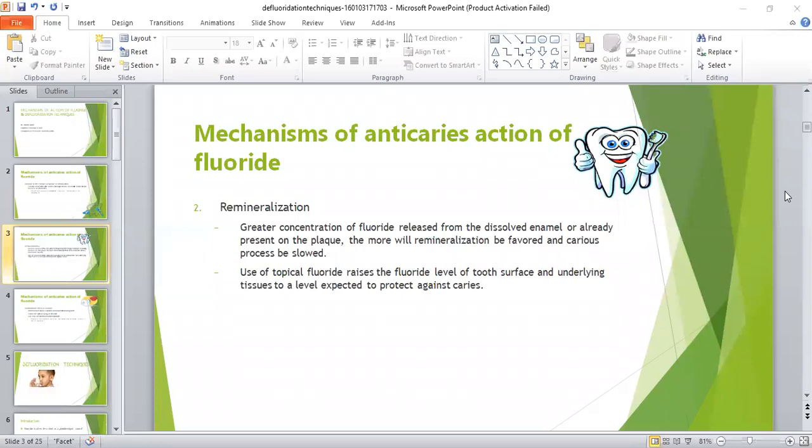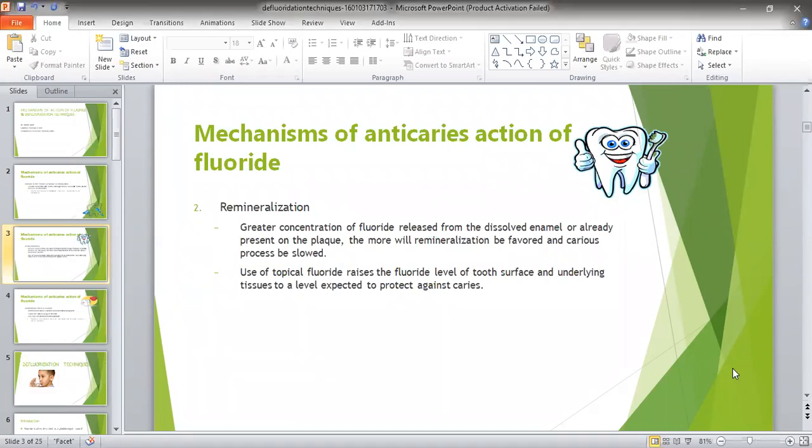And fluoride will also be present in the plaque, and the fluoride that is present in the plaque will also enhance the remineralization process. Okay, so use of topical fluoride raises the fluoride level of the tooth surface and underlying tissue to a level expected to protect against dental caries. Okay, as we all know, fluoride is present in two forms, a bound form and an ionic form.